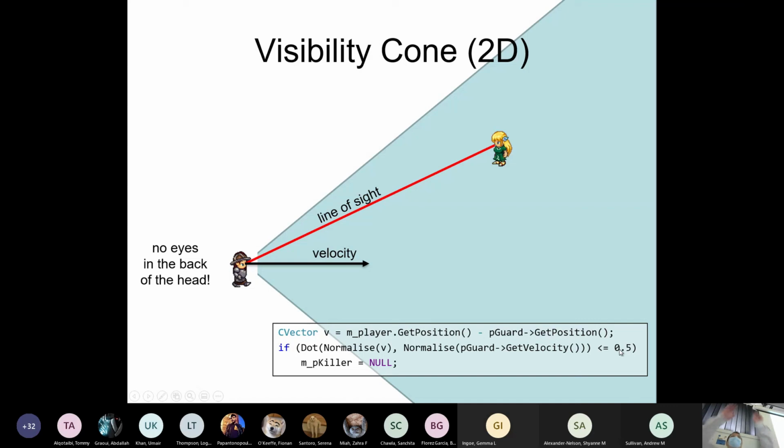And cosine is symmetrical. So the cosine of 60 degrees is 0.5, and the cosine of negative 60 degrees is also 0.5. So it works. 0.5 or more means that the object is no more than 60, sorry, not 30, 60 degrees away from my front direction. A very nice visibility cone. And these are two aspects that should be implemented to get an autonomous agent who can sense its environment, not cheating, but spotting what it is supposed to spot.